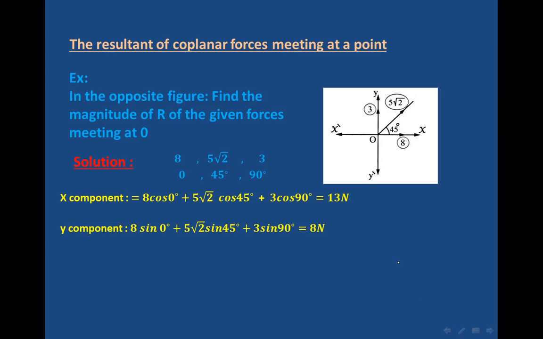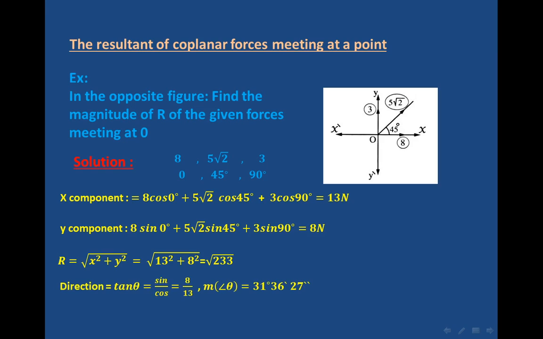Then the resultant of these forces equals the square root of x squared plus y squared. The square root of 13 squared plus 8 squared equals root 233. And the direction of the resultant equals theta. You know that tan of the angle equals sine over cosine equals y over x. Then tan theta equals 8 over 13, and the measure of angle theta equals shift tan of 8 over 13, which equals 31 degrees, 36 minutes and 27 seconds.